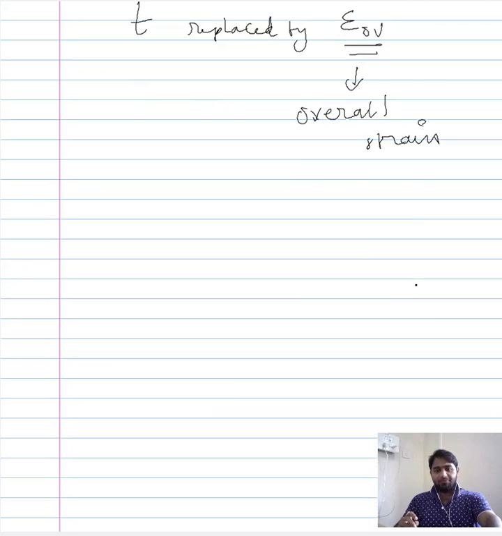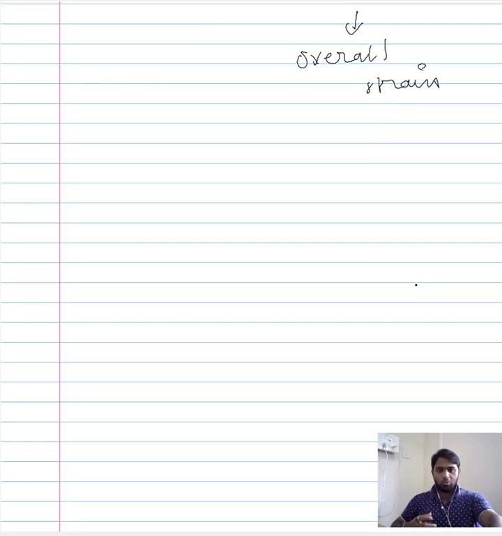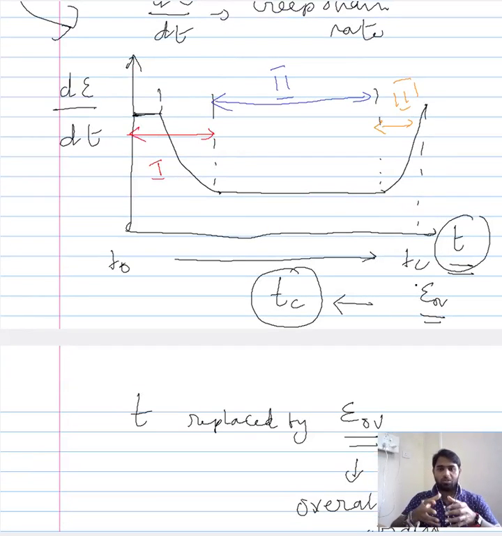Now even if you replace the time with the overall strain, what do you think would happen to the nature of the curve that you see here? How do you think this curve would behave? Will there be any significant change in the nature of this curve? If you think about it, there will not be a significant change in the nature of the curve.